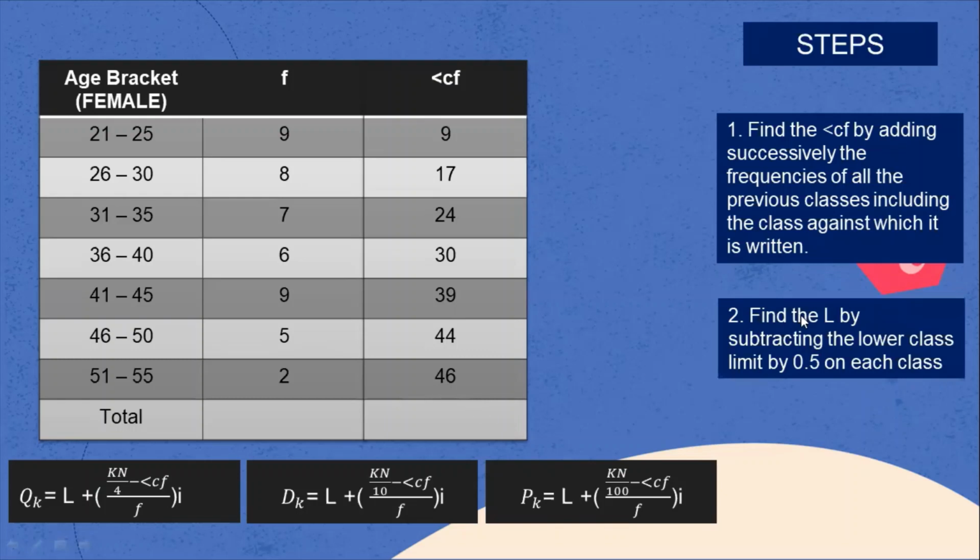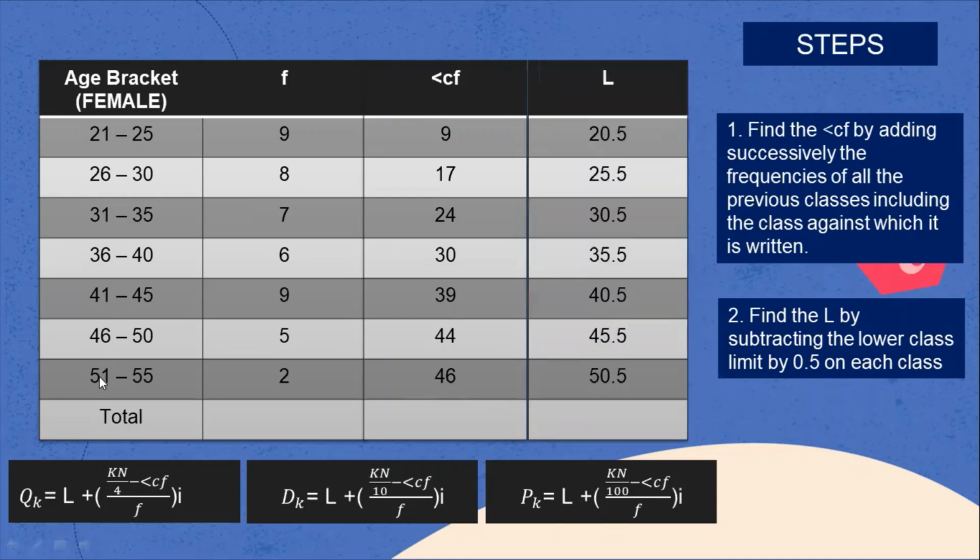Next one, find the lower class boundary by subtracting 0.5 from the lower class limit of each class. We have 21 minus 0.5, 26 minus 0.5, 31 minus 0.5, 36 minus 0.5, 41 minus 0.5, 46 minus 0.5, 51 minus 0.5. Okay? Lower class limits 21, 26, 31, 36, 41, 46, 51 minus 0.5, that is 20.5, 25.5, 30.5, 35.5, 40.5, 45.5, and 50.5.